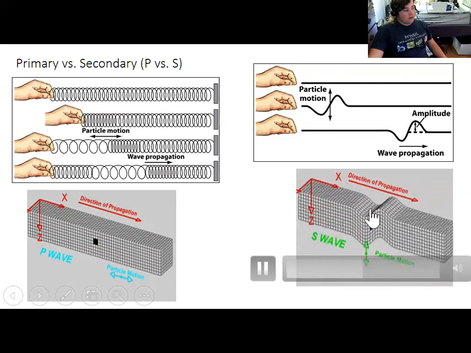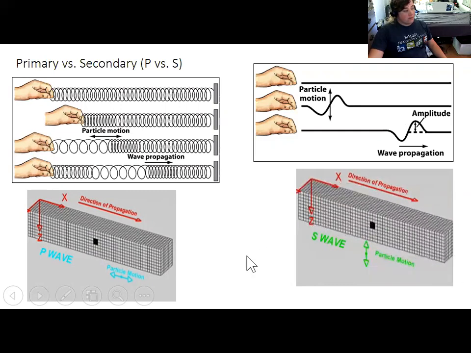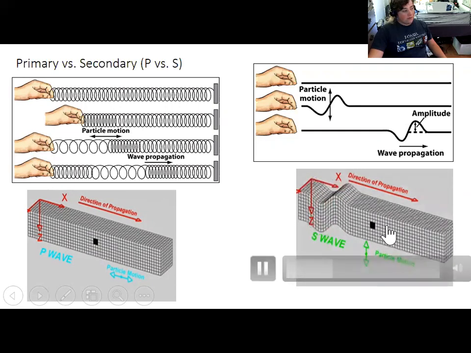And this is what I mean when I say that the particle motion occurs perpendicular to the direction in which the wave is propagating. In this example, the wave is still moving from left to right, but the particles that are disturbed are moving up and down.